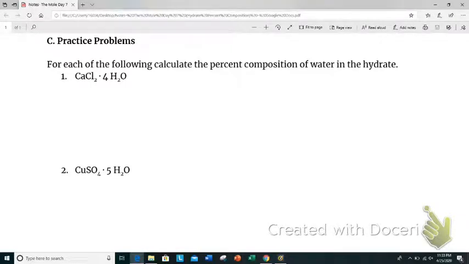Okay, so we're going to take a look at those two practice problems that you did on hydrates to determine what percentage of the compound is water. So the first thing that you should have started out is figuring out the molar mass of your salt. So the first one we had calcium chloride.